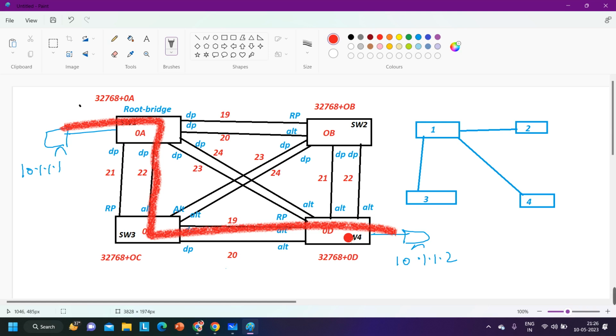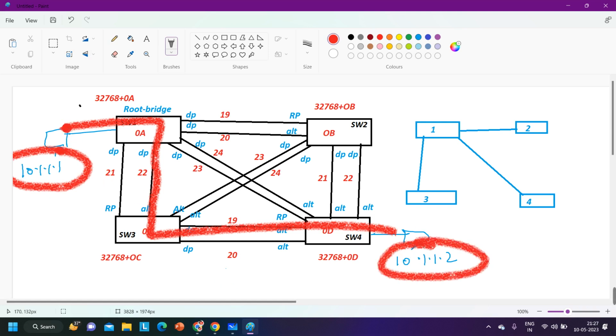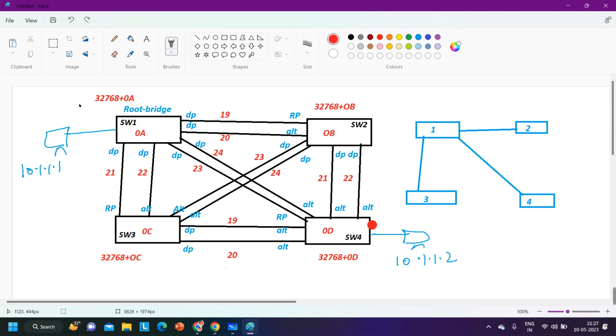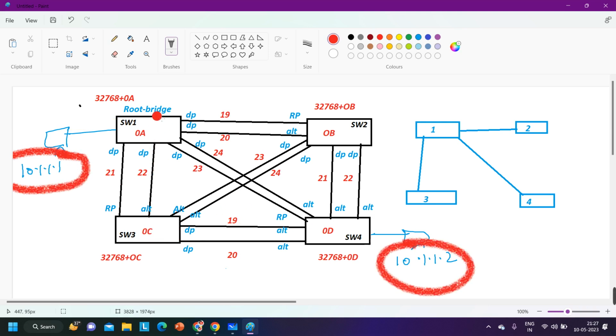First task: whenever PC1 pings PC2, 10.1 pings 10.2, traffic should go via switch 1 to switch 3 and then switch 3 to switch 4. Second requirement: whenever 10.1 pings 10.2, it should go via switch 1 to switch 2 and then switch 2 to switch 4. Only these two path manipulations you need to perform by yourself. Very easy, anyone can do.